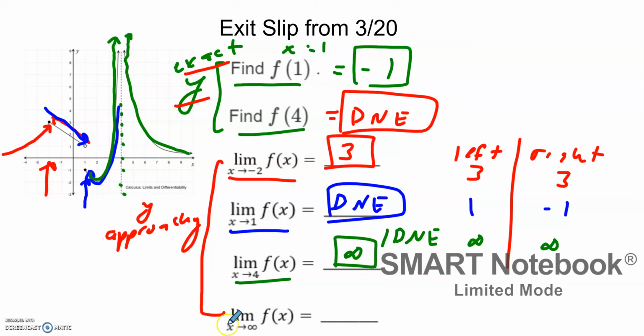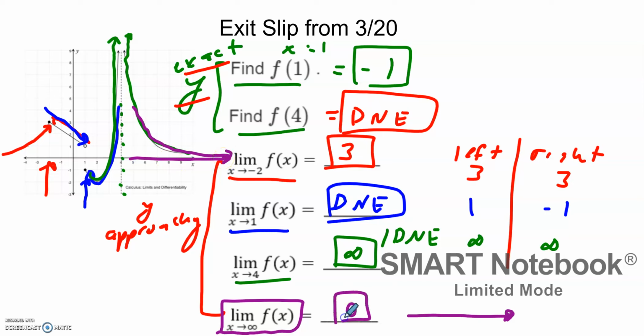Last but not least, the limit as x is approaching infinity. This is probably the most missed question, I'd say, on your exit slip. What this means is you're looking as x is going to infinity. So you're looking as the graph is going to the right forever, what's happening. As this graph is going to the right forever, it looks like we are slowly and slowly approaching the x-axis. And the value of y on the x-axis is 0. So the answer I was looking for was 0.